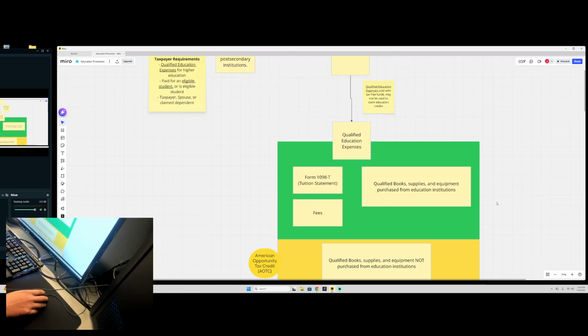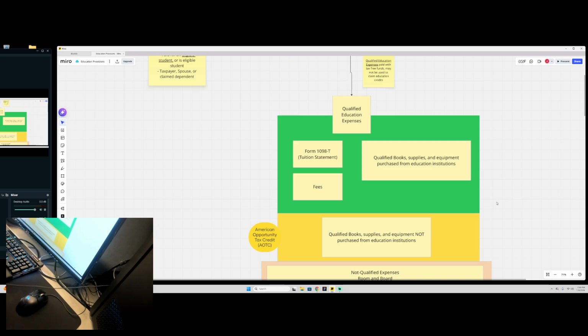For qualified educational expenses, first off, it needs to be paid with taxable funds, or it may not be used to claim the credit. Like the money came from something that's taxable. For both the American Opportunity and Lifetime credits, it could be things related to tuition, and you'll get the tuition statement 1098-T from the institution, as well as fees related to that, and qualified book supplies and equipment purchased from the educational institution.